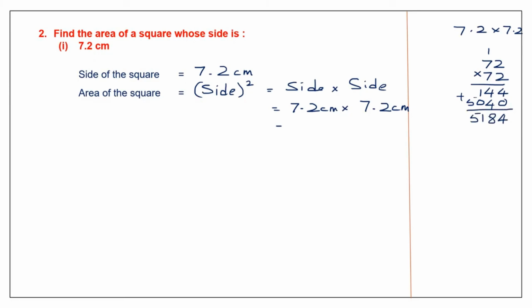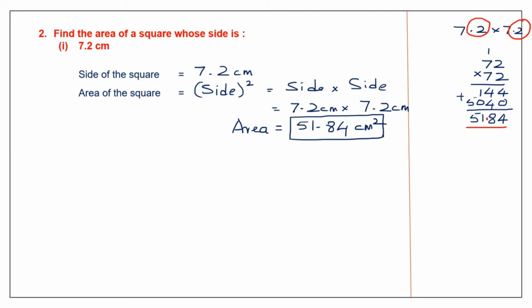So here the area of the square is 5184, but before that we need to go back to our question and check the decimal places. So here we have 2 decimal places, that means our answer also should have 2 decimal places, 51.84. So now we have found the area of this square to be 51.84. And since it is area, the unit will be centimeter square. So we have found the first answer. Area is 51.84 centimeter square.